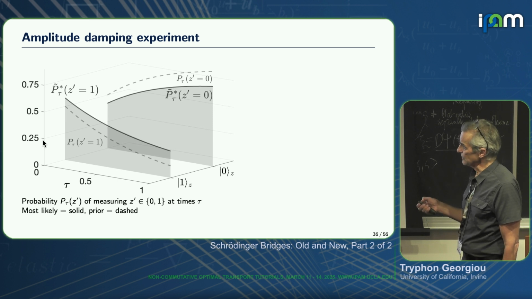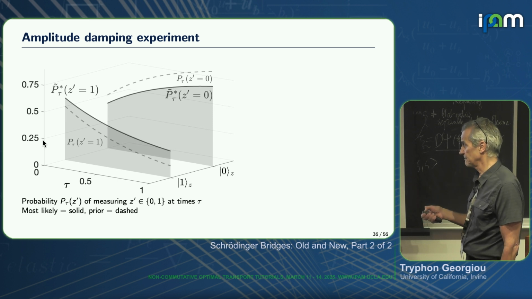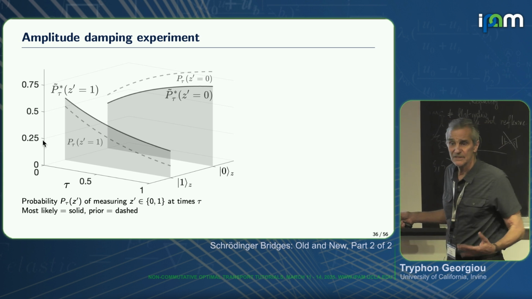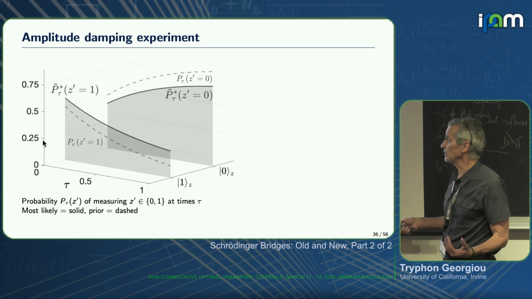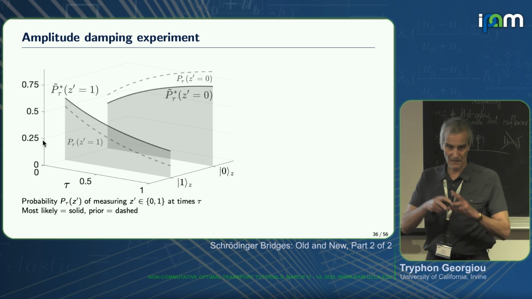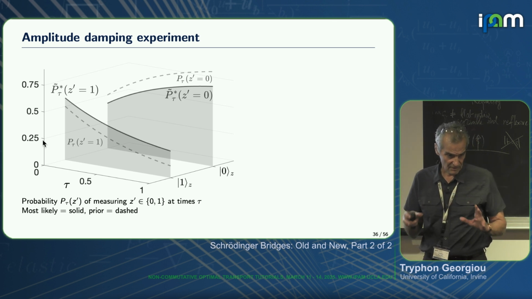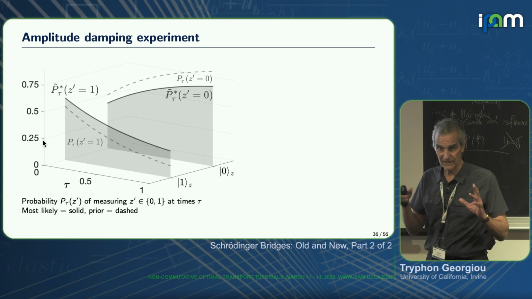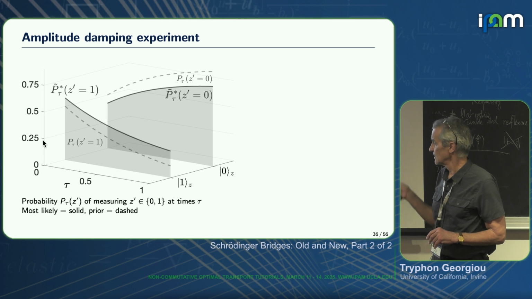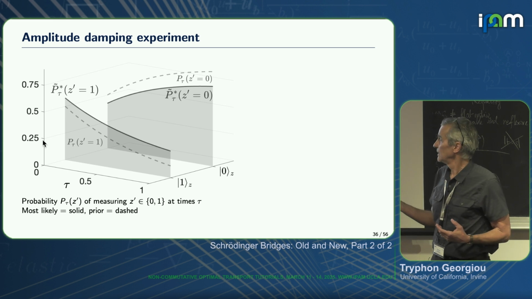And this is a simple example where there is an amplitude damping experiment. This is an academic example. At one point in time, the assistant prepares a two-state system in a suitable density matrix, probability of up being this, probability of down being that. We have this in the paper.